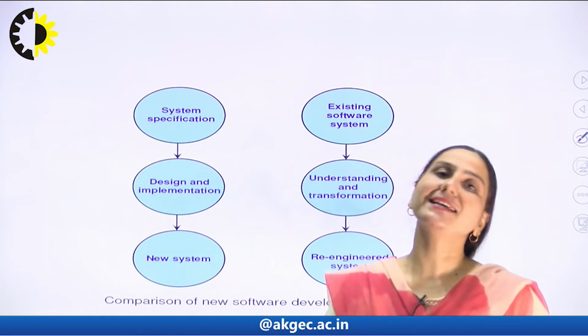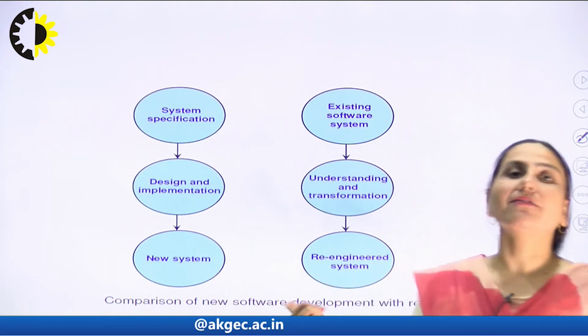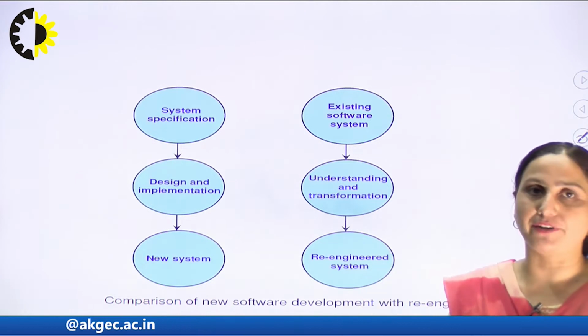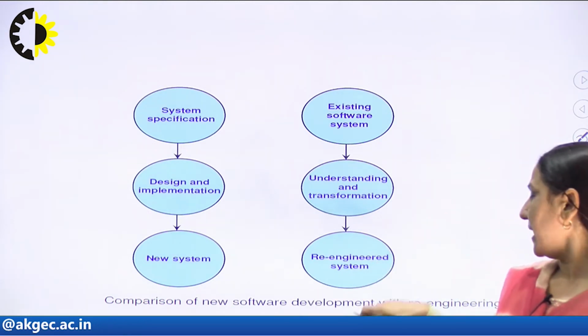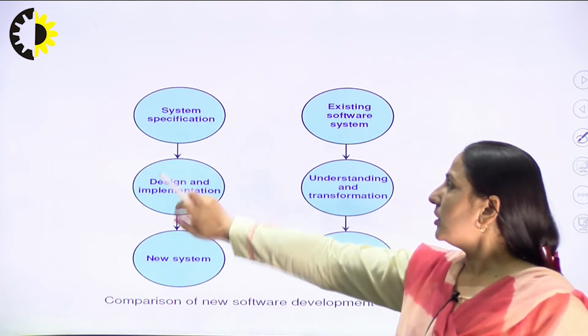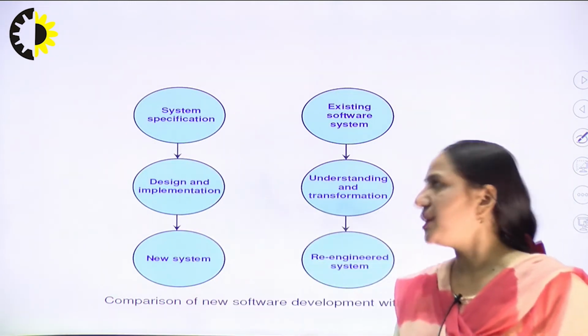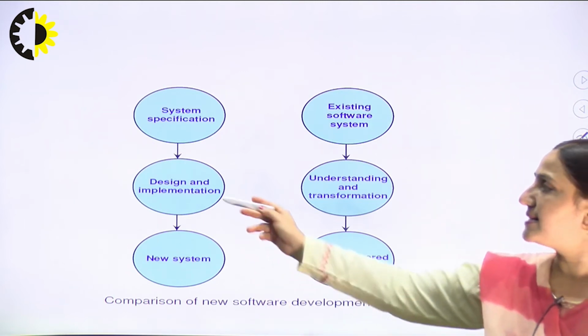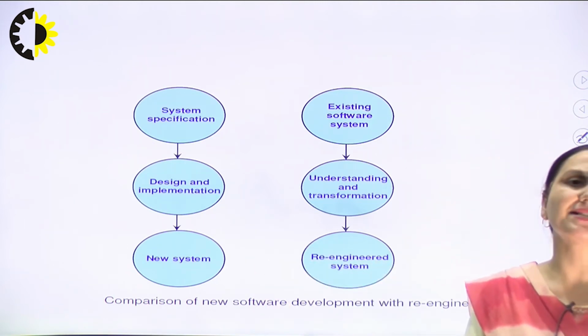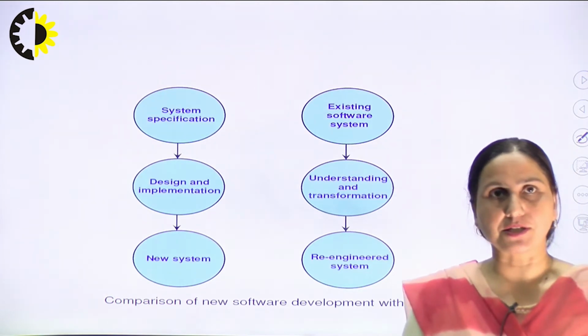Now, as you can see in this particular figure, this figure will let you explain the basic comparison of new software development with any type of re-engineering system, right? Like if we are talking about the normal system, system specifications need to be done, then design and implementation need to be done, and then based on that we will be having a new type of system, right?